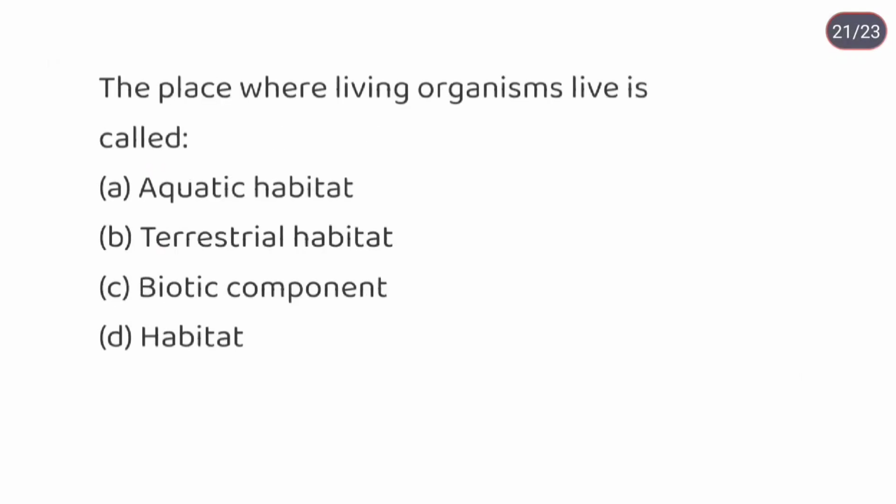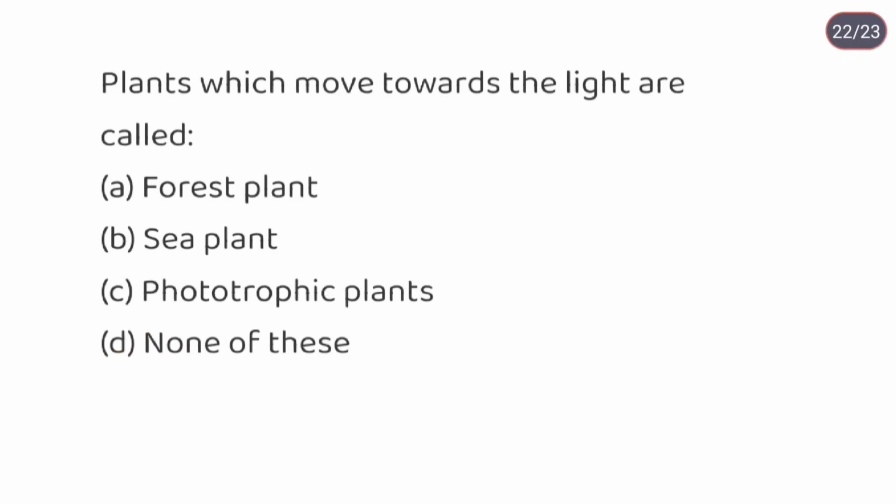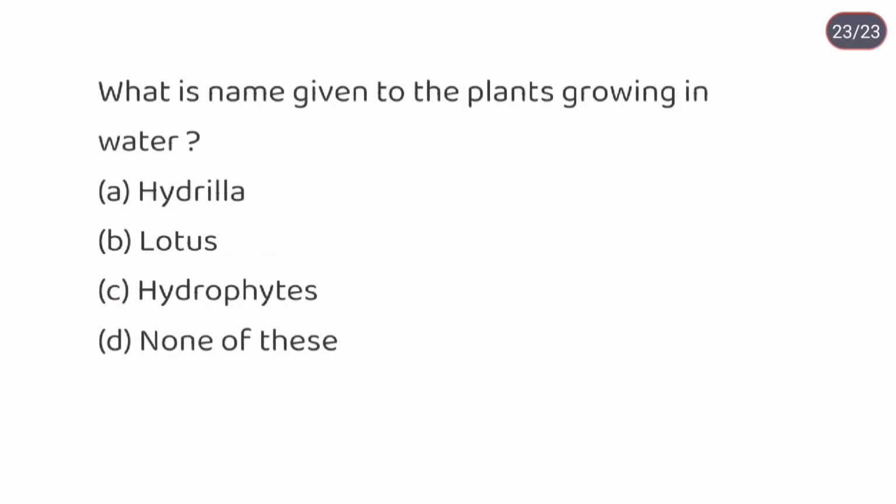The place where living organisms live is called habitat. Plants which move towards the light are called phototrophic plants. What is the name given to the plants growing in water? Hydrophytes.